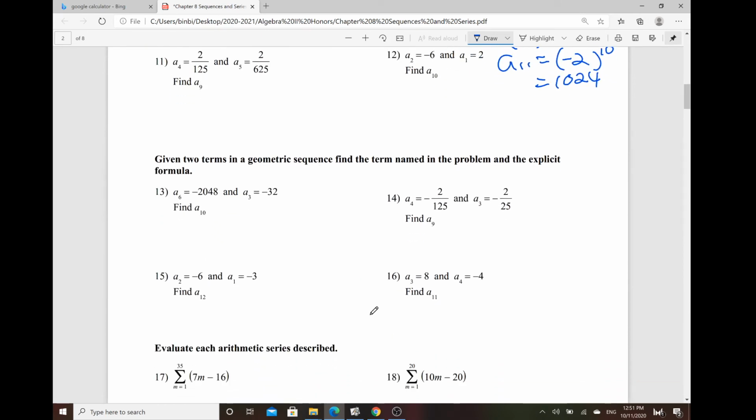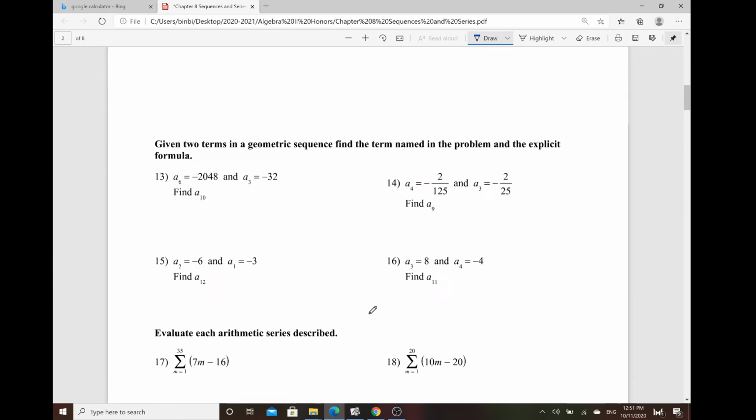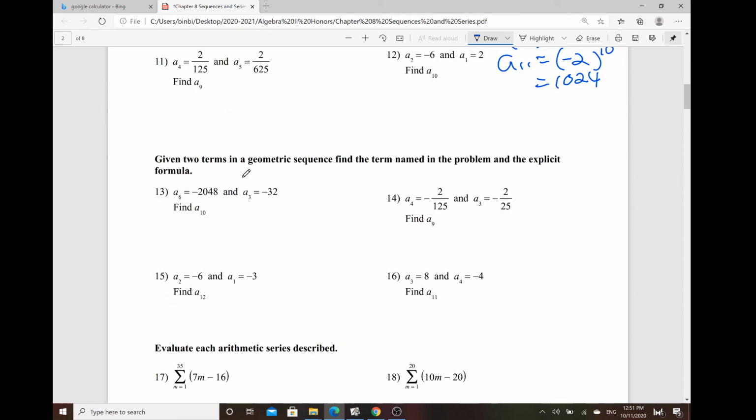Okay, so now the next set of problems. Given two terms of the geometric sequence, find the term named in the problem and the explicit formula. So basically this one, we do know that it's a geometric sequence, so we're using that formula again. A1 times the common ratio to the power of n minus 1. So we need to find the value of n and then the explicit formula. Another thing that's missing here is the common ratio. So perhaps let's find the common ratio first.